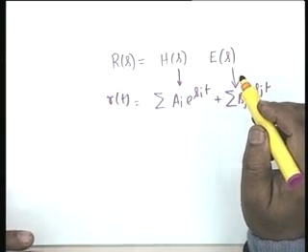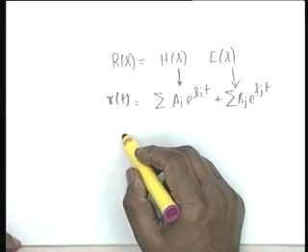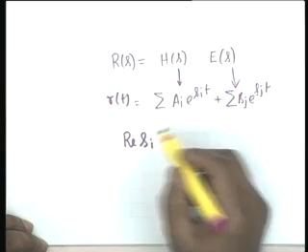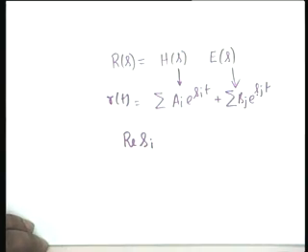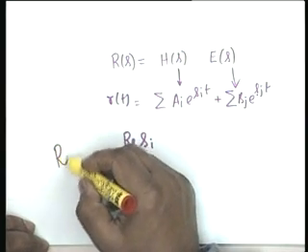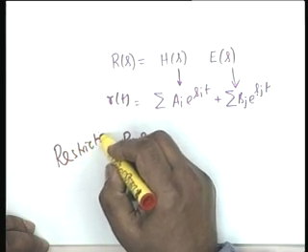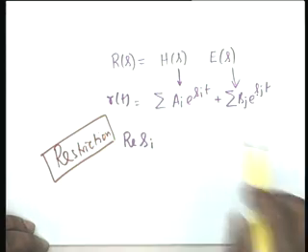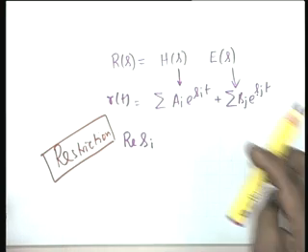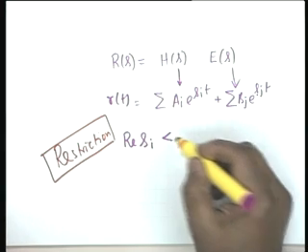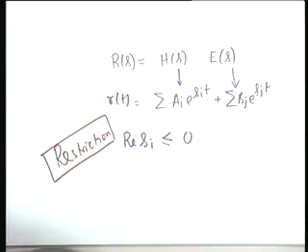The qualification or the restriction on S sub i's, there is a restriction on S sub i's, and this restriction is that real part of S sub I, let me put it in red, there is a restriction on the natural frequencies. It says that real part of S sub I must be less than or equal to 0. The real part of S sub I must be less than or equal to 0.